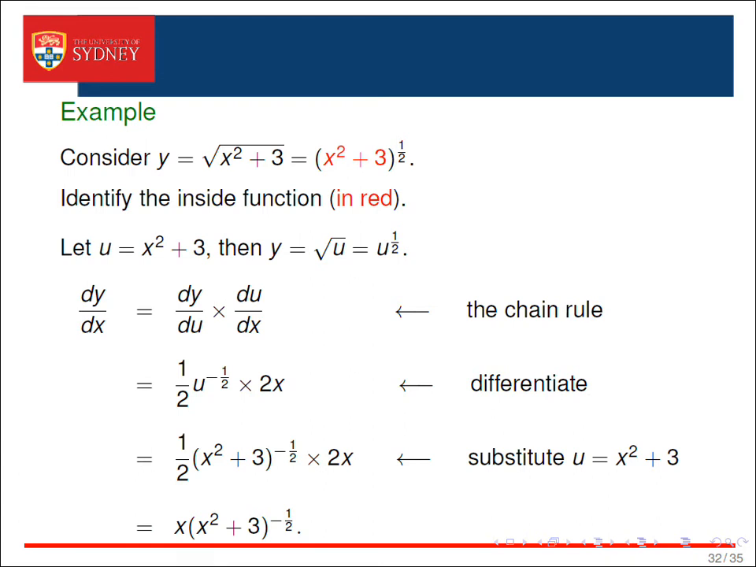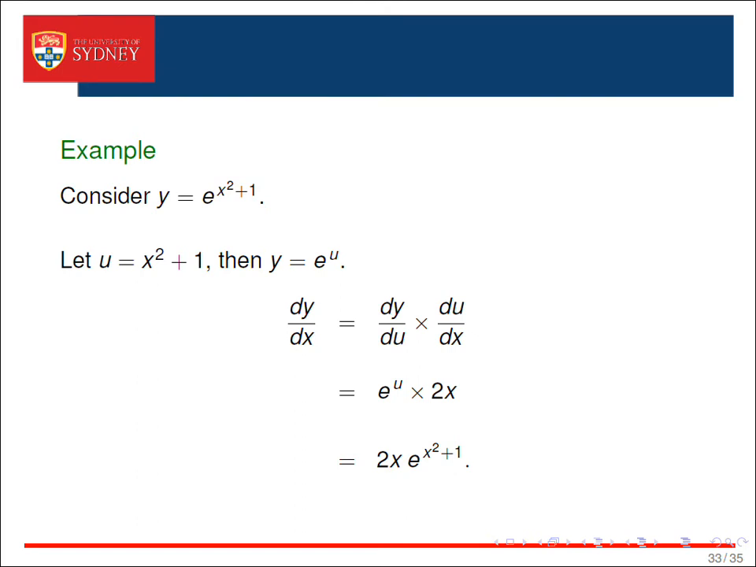Here's a final example. y equals e to the power of x squared plus 1. Setting our inner function u to be x squared plus 1, y is therefore e to the power of u. In accordance with the chain rule, we differentiate y with respect to u, and u with respect to x separately, and then multiply these two smaller derivatives together. Remember to make sure your answer is in terms of x only.